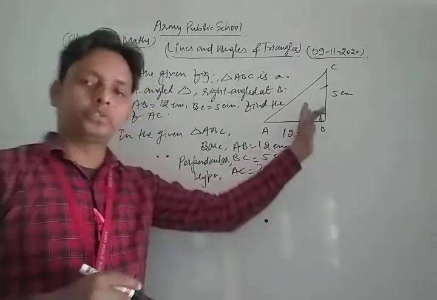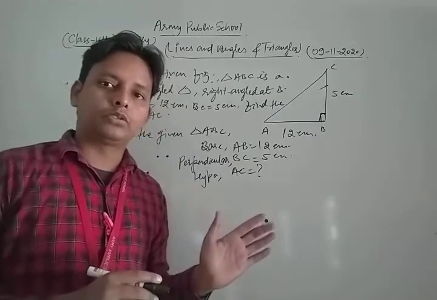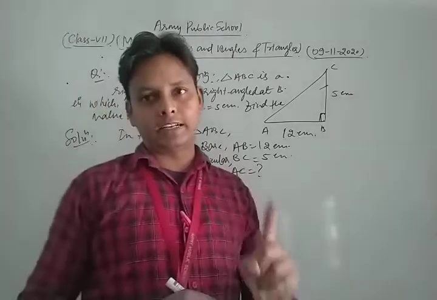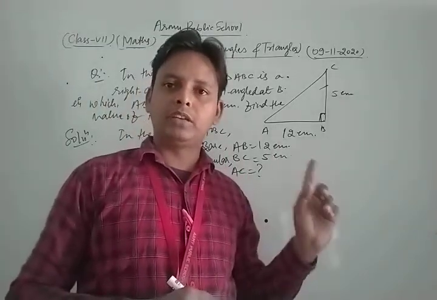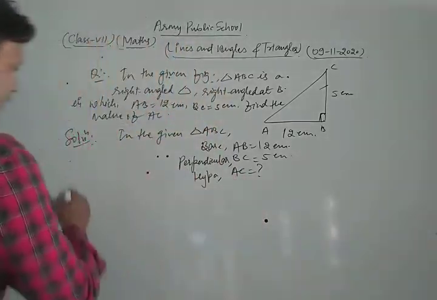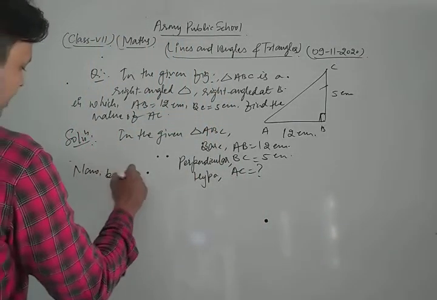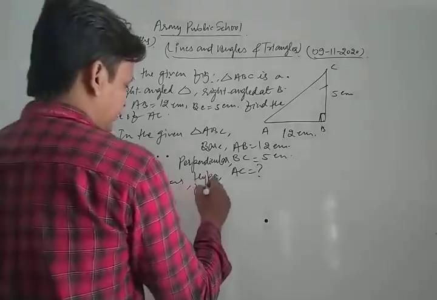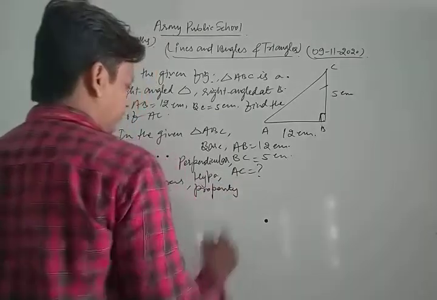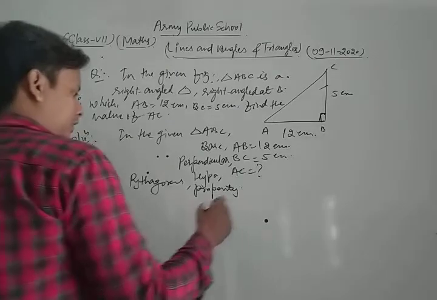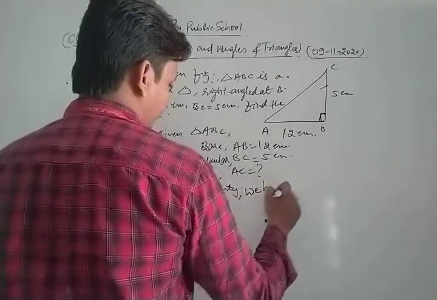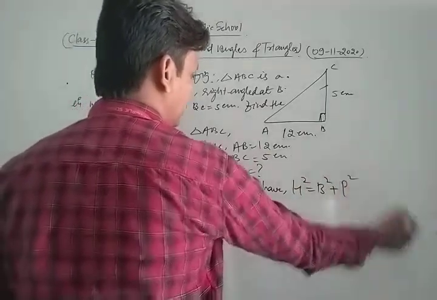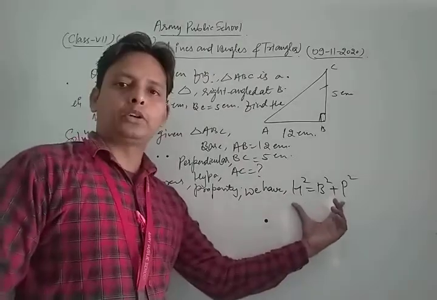Now, dear friend, for that question, what we do? We apply the Pythagoras property, because Pythagoras property is applicable only for the right angle triangle. So by Pythagoras property, we have hypotenuse square is equal to base square plus perpendicular square. This is the hypotenuse property.